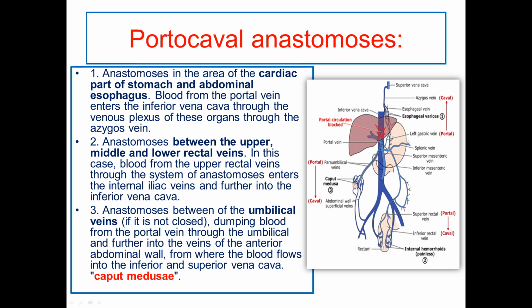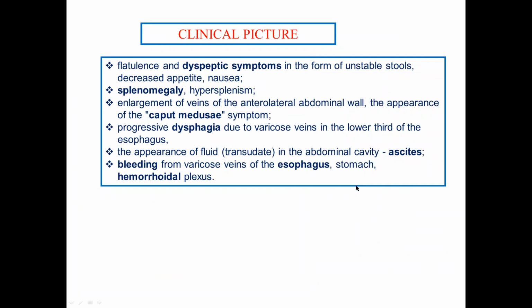vein. Second is anastomosis between the upper, middle, and lower rectal veins. In this case, blood from the upper rectal veins through the system of anastomoses enters the internal iliac veins and further into the inferior vena cava. Third, anastomosis between the umbilical veins, if it is not closed, dumping blood from the portal vein through the umbilical vein and further into the veins of the anterior abdominal wall, where the blood flows into the inferior and superior vena cava with formation of caput medusae.